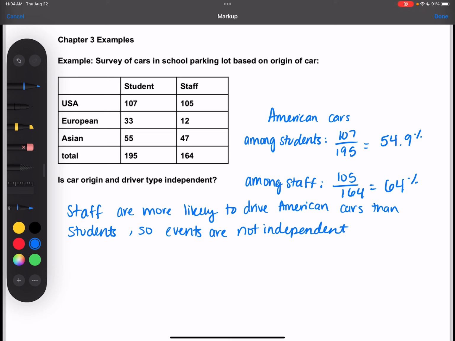So one more thing with this, if we wanted to do a marginal distribution for American cars, obviously they didn't give us any totals on that side, which I can add them up and find that value, but I actually want to know if I add up for students and staff out of the total number of students and staff combined, what that number comes out to be.